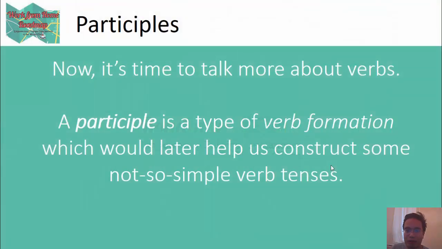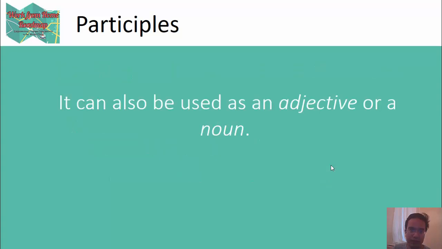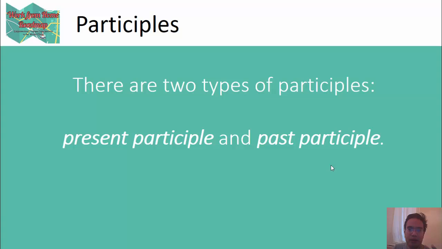Now it's time to talk more about verbs. A participle is a type of verb formation which would later help us construct some not so simple verb tenses. It can also be used as an adjective or a noun. There are two types of participles, present participle and past participle.